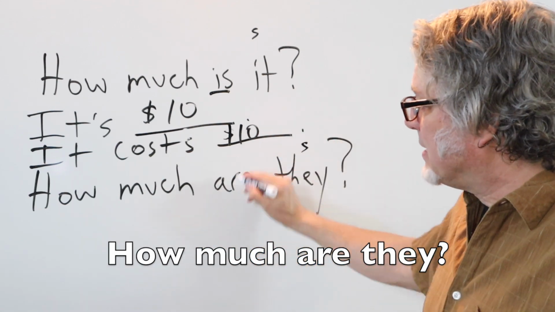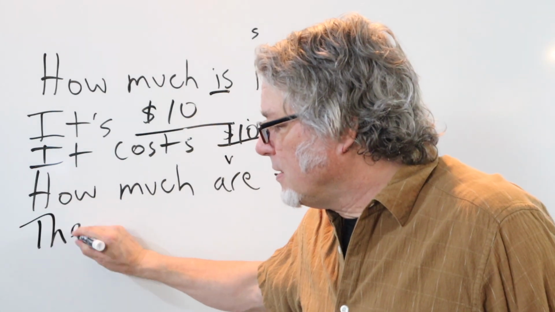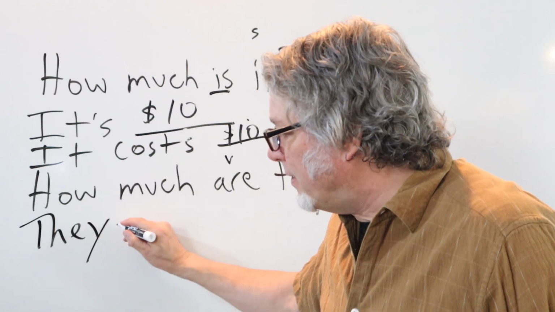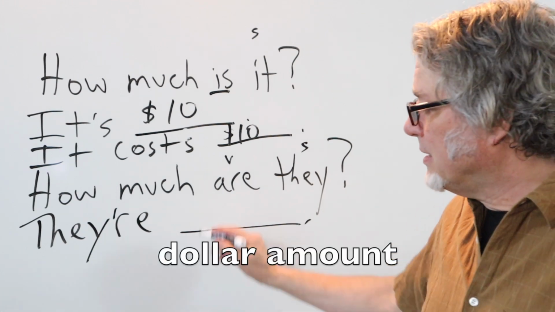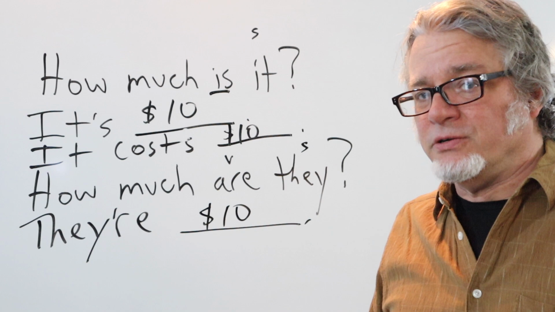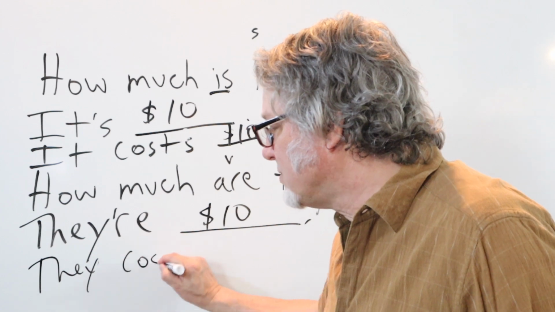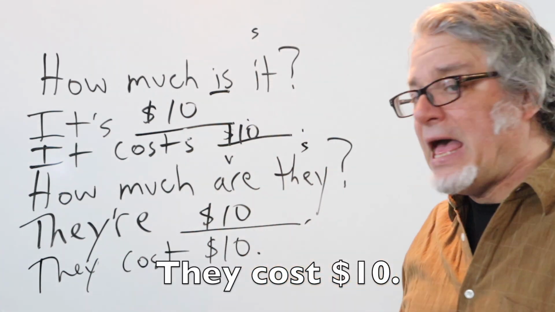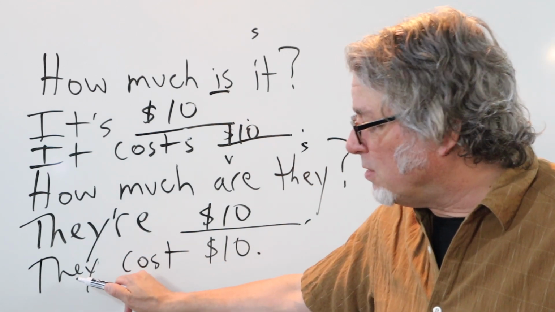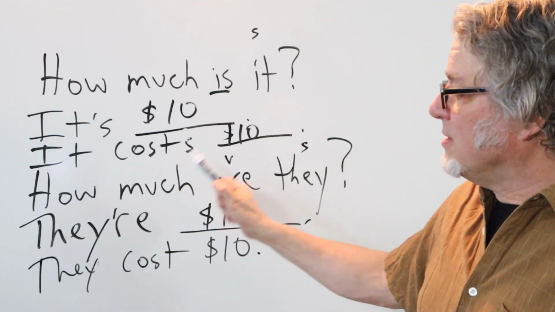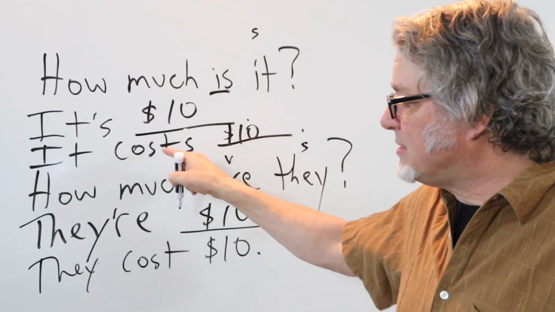In the plural form, how much are they? This is the subject, this is the main verb, and the answer, they are, or they're, and then here's the dollar amount. They're $10. Or they cost $10. Notice that the plural verb matches the plural subject, just as the singular subject here matches this singular verb.